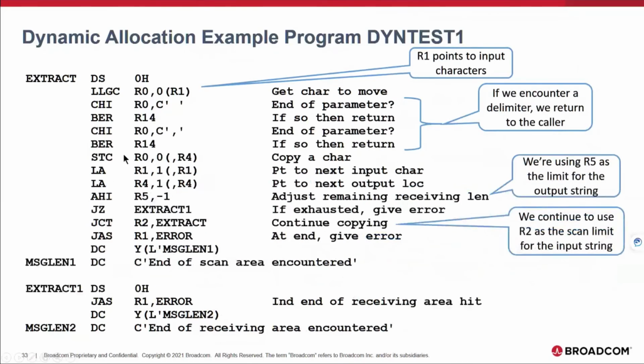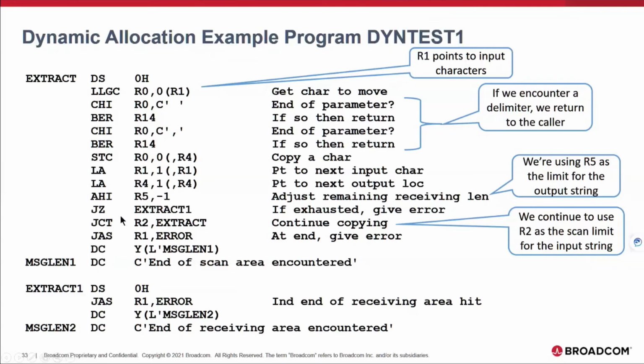And here's the extract routine. So the way it works is he says, pick up the character that we're pointing at in R1 and check, is it a blank? If it is, then he returns to the address in R14, the return address, or if it's a comma, he'll return. Otherwise, he stores it into the output area and then increments the input area by 1, points to the next input byte, and points to the next output byte, adjusts the remaining length here. And if it runs out, then we give this error that we ran out of room in the receiving area.